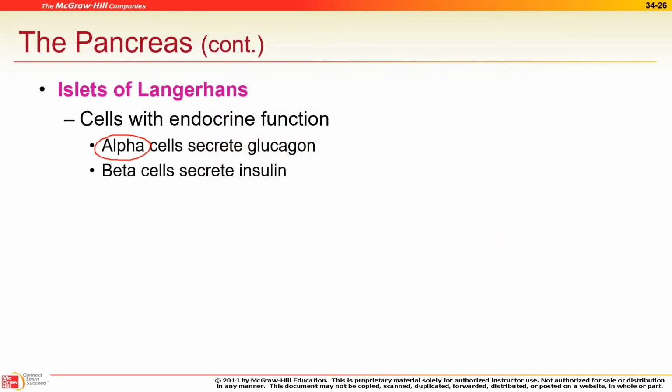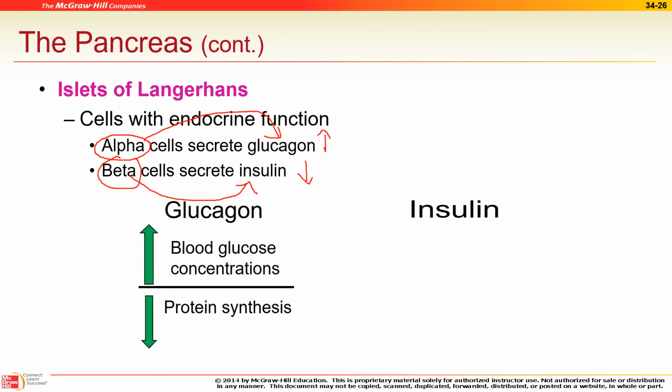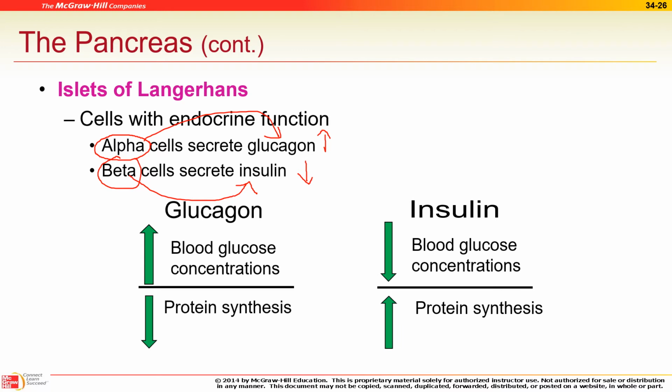So for review, alpha cells, glucagon, they increase blood sugar. Beta cells produce insulin, and that helps you decrease blood sugar. So in the case of diabetes, a lot of people will lack insulin or become insensitive to insulin. So that's going to be type 2 diabetes. If it's type 1, you no longer have beta cells, and you'll need to inject insulin for the rest of your life.